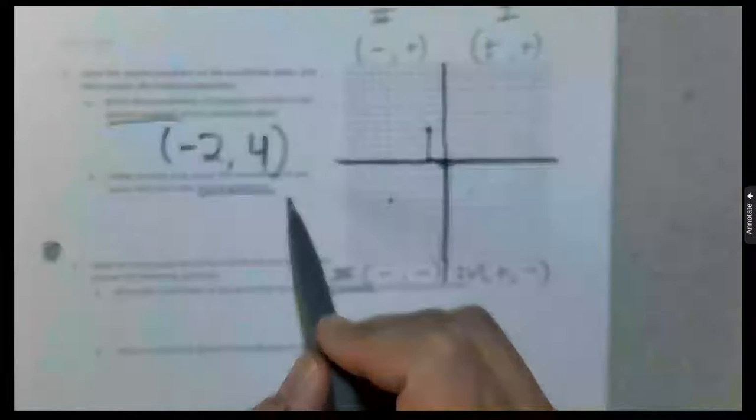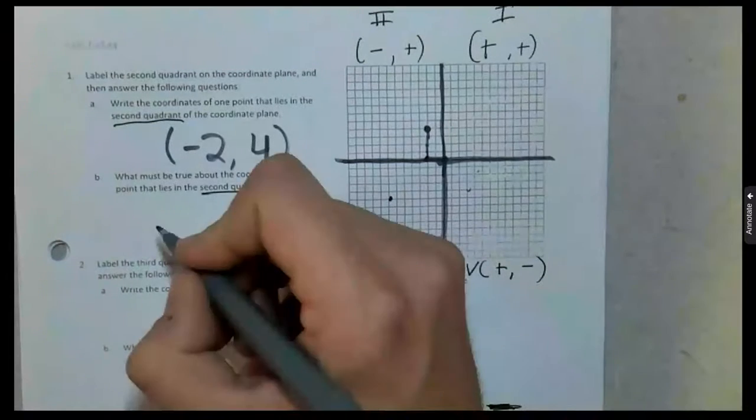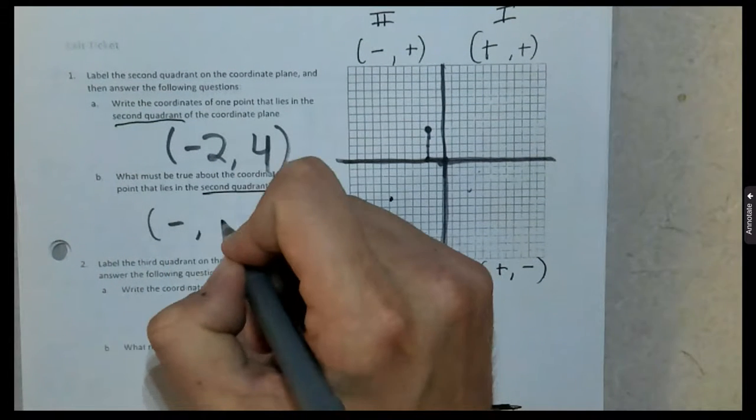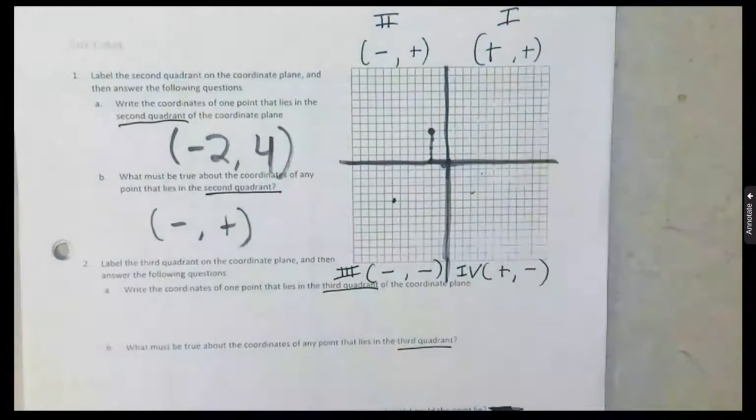What must be true about the coordinates of any point that lies in the second quadrant? It'll have a negative and then a positive.